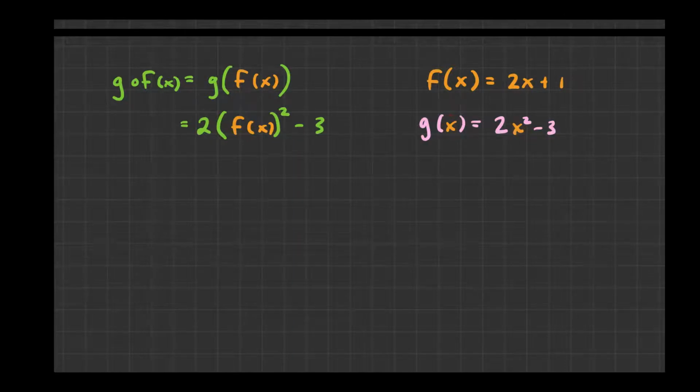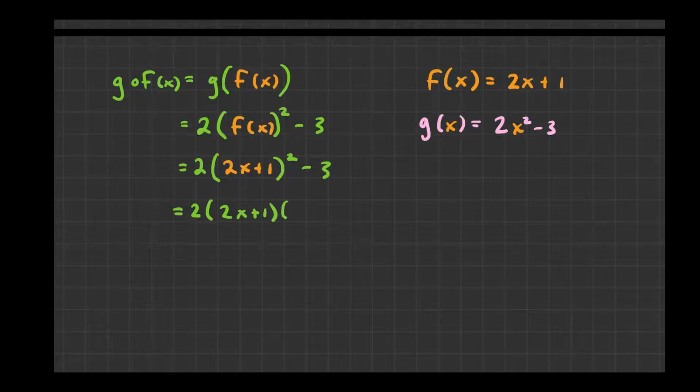So let's now replace f of x with what f of x actually is. This is equal to 2 times, well, f of x, we've already said, is 2x plus 1. I'm going to square it and then subtract 3. Doing our order of operations, there's really nothing we can do inside the brackets, right? But next up is exponents. So this is going to be equal to 2 times 2x plus 1 times 2x plus 1 minus 3. That's what the exponent does for us.